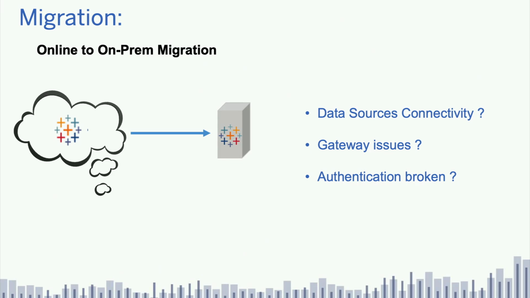You did not specify your local host server pointing to the right host name. So when you do the migration, make sure you run this TSM or tabadmin set command to point your local host to the right FQDN, and that will resolve all these issues. Anything with the authentication, anything with your data sources. Specifically, when you have published data sources, most likely you will run into this issue. So just keep this in mind.